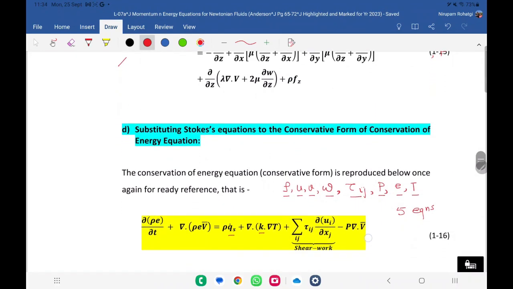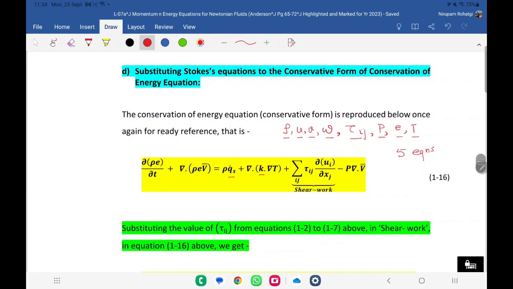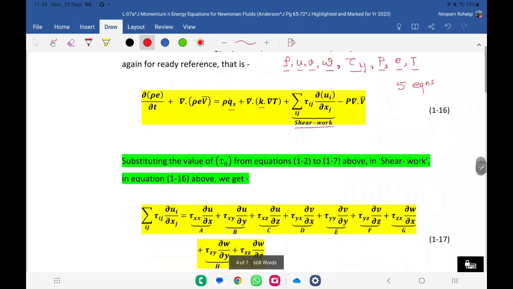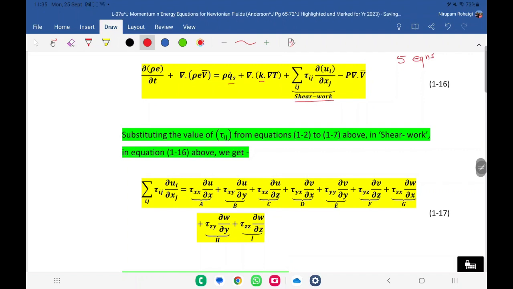Now let us talk about the energy equation. This is our energy equation. Now these are tau ij terms, and we have to replace them. Now what we have done, we are only talking about this. It's difficult to write the whole equation again and again. It's better to identify the term and go term by term. Otherwise, when you write too many times, you might make a mistake.